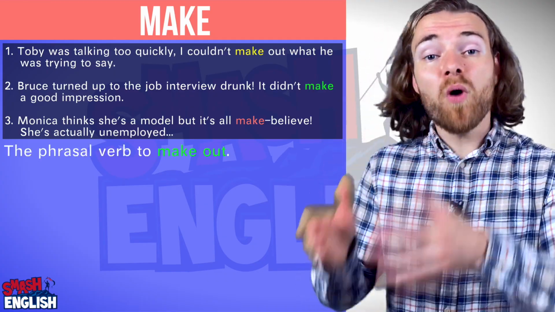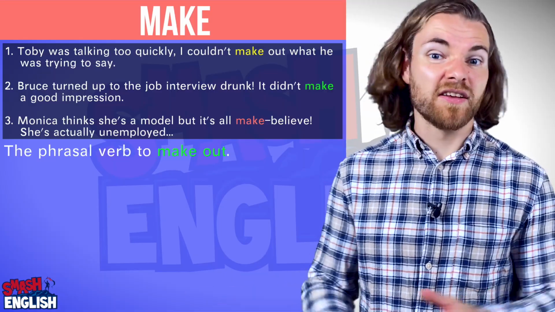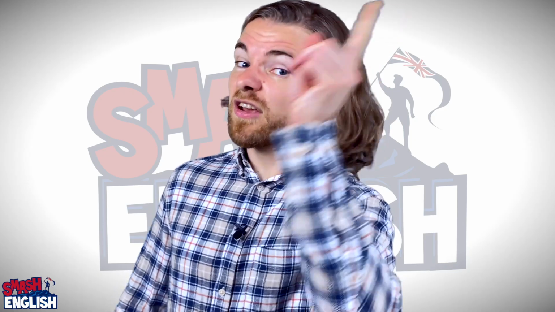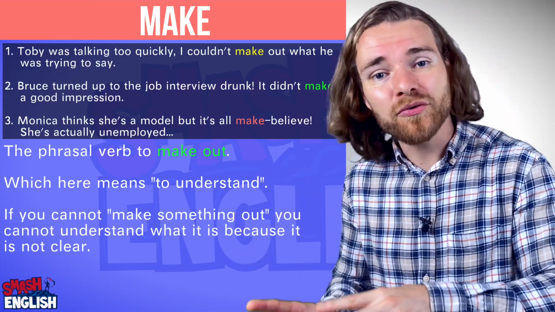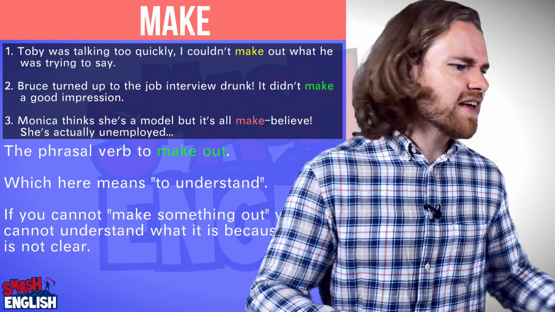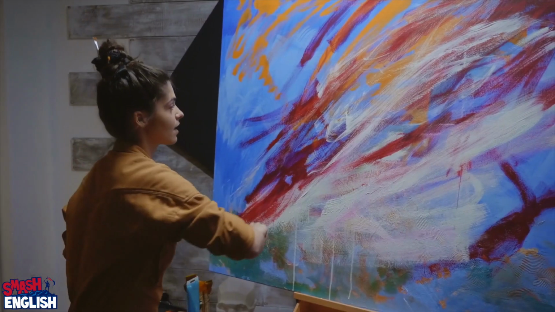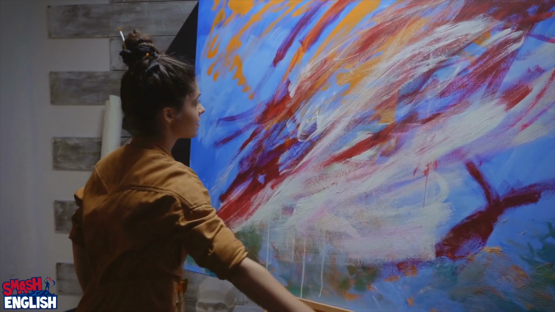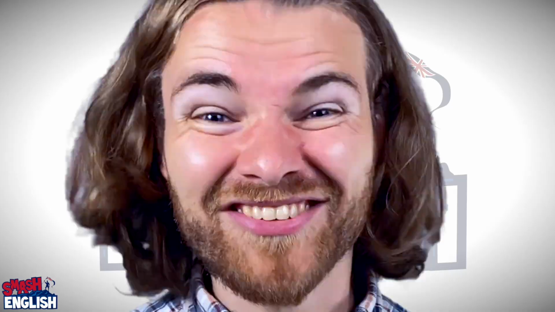Well, number 1 is the phrasal verb to make out, and this can have many meanings. Yeah, of course it can. If you want to learn every single phrasal verb with make, then video right here. But here, it means to understand. If you cannot make something out, it means you cannot understand what it is because it is not clear enough. For example, I cannot make out what this painting means. I mean, what is that? I have absolutely no idea. I can't make it out!